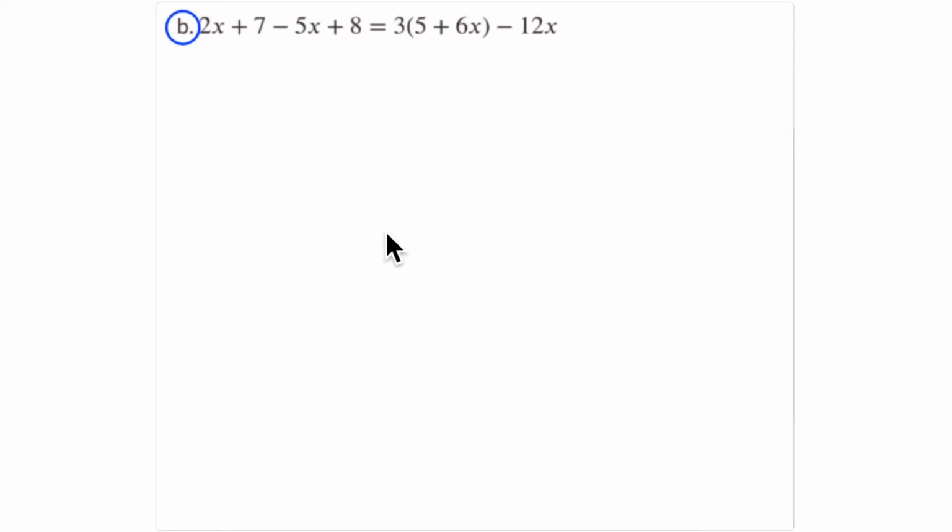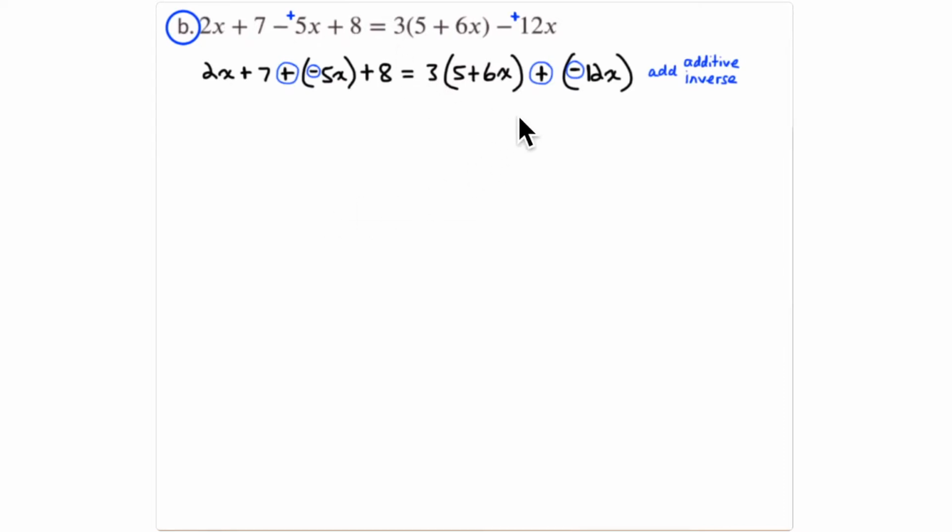For problem 1b, I'm going to do the same thing. I'm going to write the reason that I'm doing each step over here on the right side. And the first thing I'm going to do, as always, is change all the subtraction to addition. So this is adding a negative 5x and adding a negative 12x.